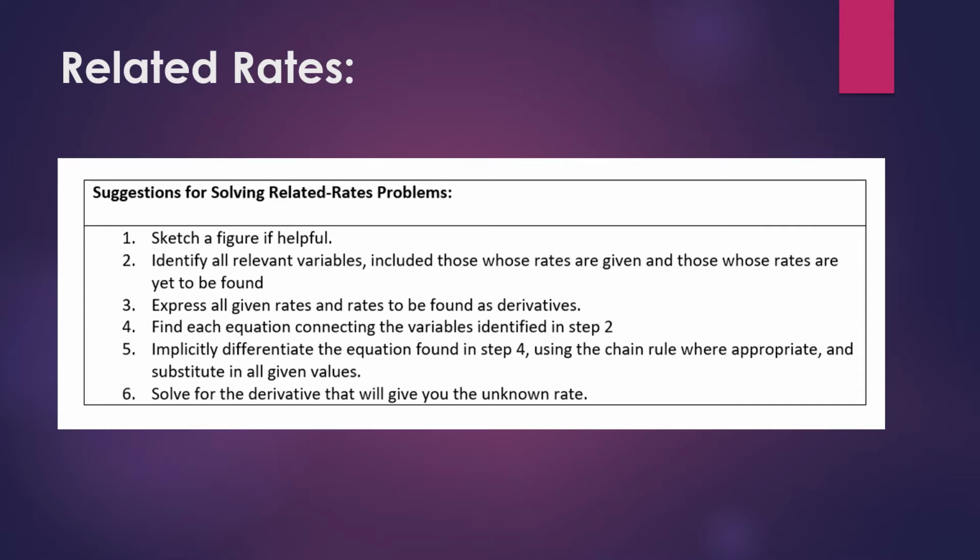Implicitly differentiate the equation, and then use chain rule where appropriate. That means make sure that we're getting the primes when we need to. And then they say substitute in all given values and solve for the derivative that will give you the unknown rate. And we're going to be following these steps on every example in this. So if you don't remember it, just keep watching these examples, and I would say just imitate what I do when you're solving problems, because this method really does help. Draw a picture, identify your variables, figure out how things are connected, take the derivative, and then you're going to plug in and solve.